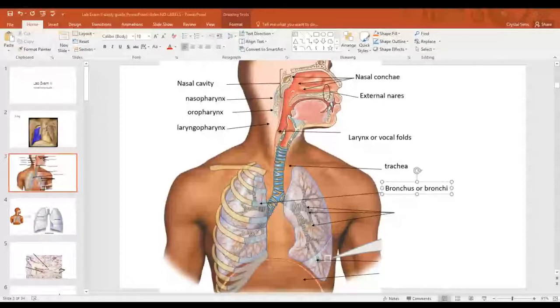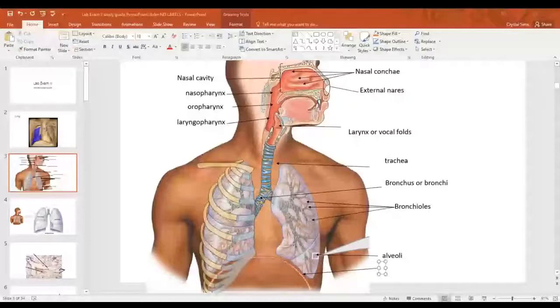So my first one here is the trachea. And then down here, I'm going to have the bronchus or bronchi, or plural. Either one of those would be acceptable. Okay. And then what do I have at the end of all of those little branches? Let's see. What is that pointing to? Oops, I moved my figure here a little bit. Hang on. Let me move my figure back where he's supposed to be here.